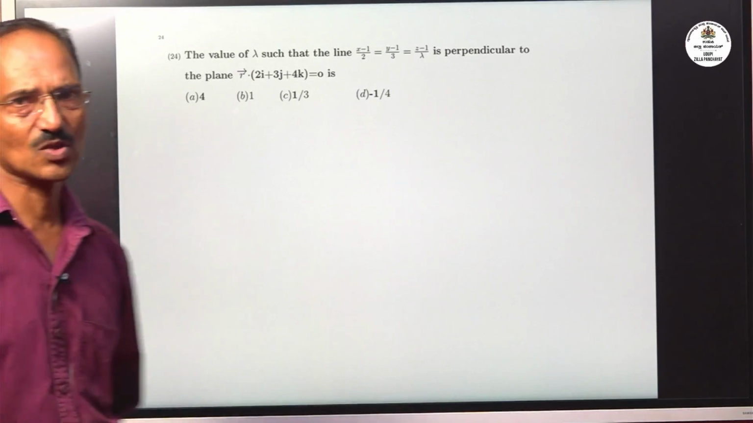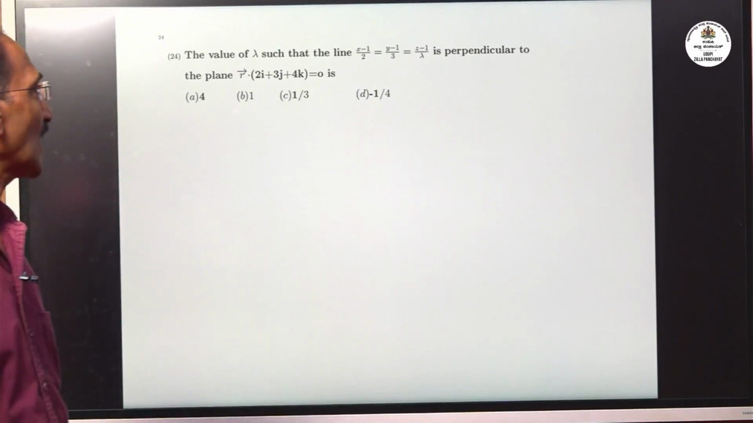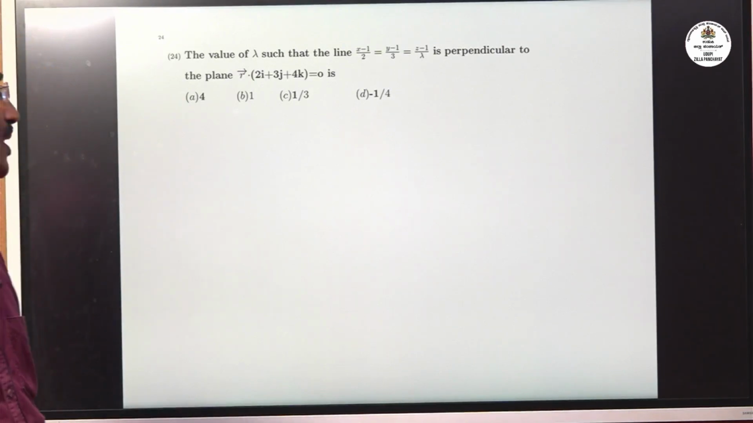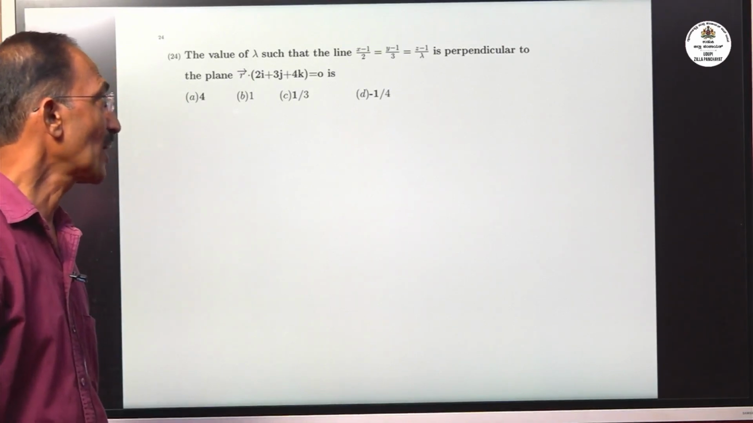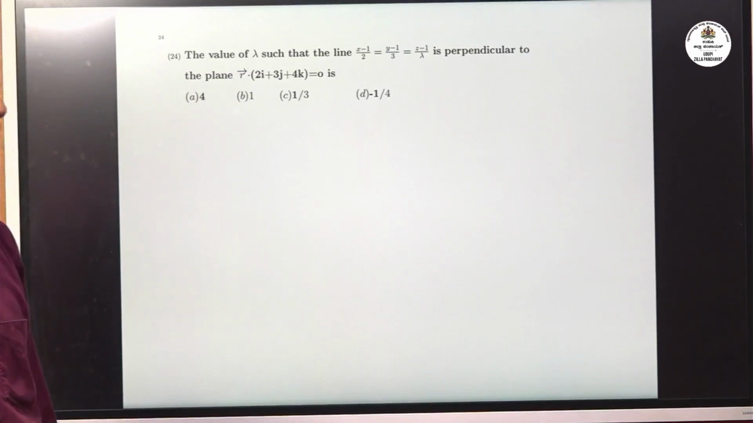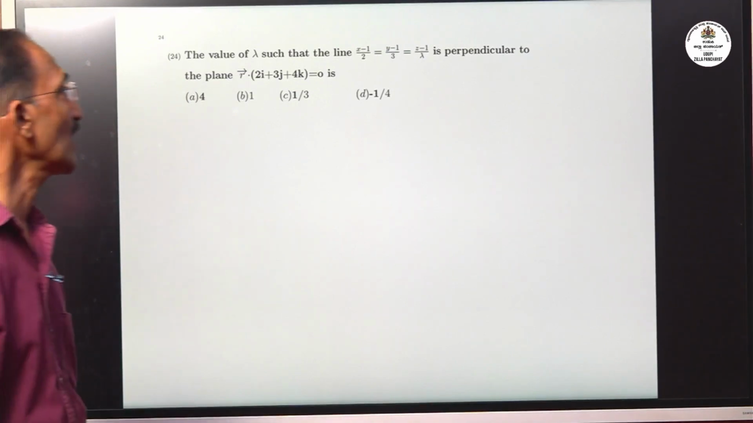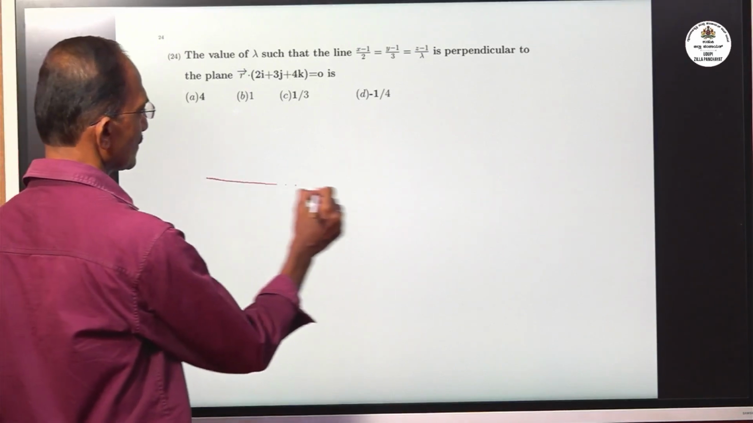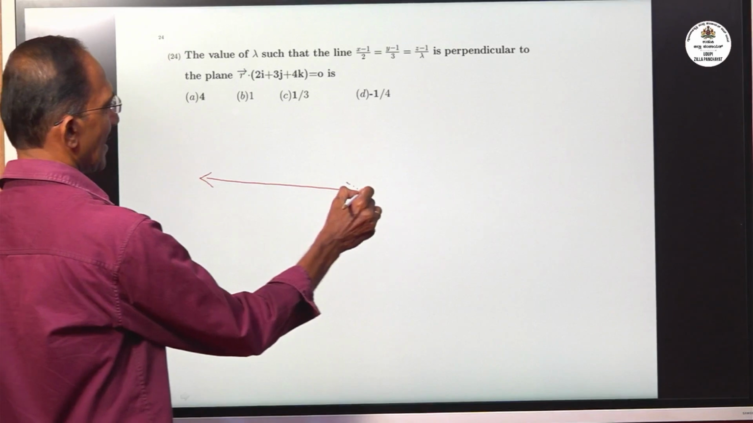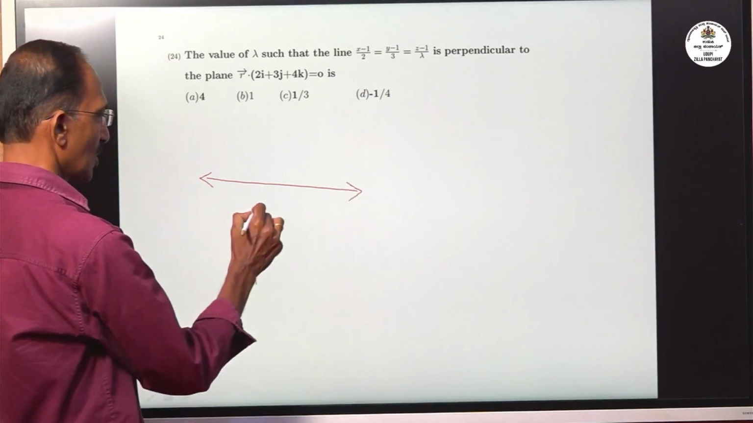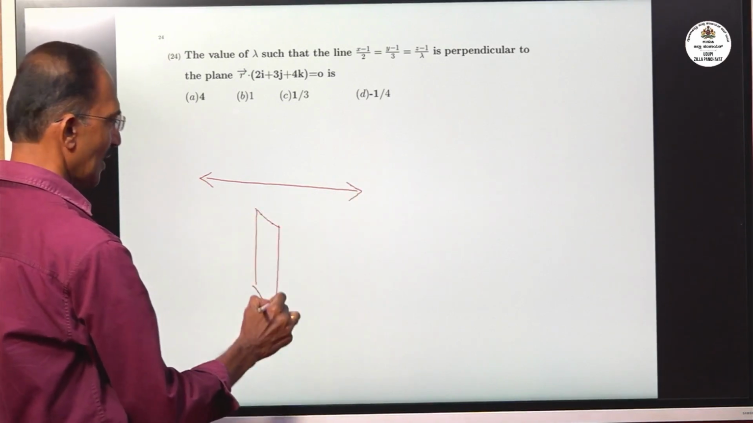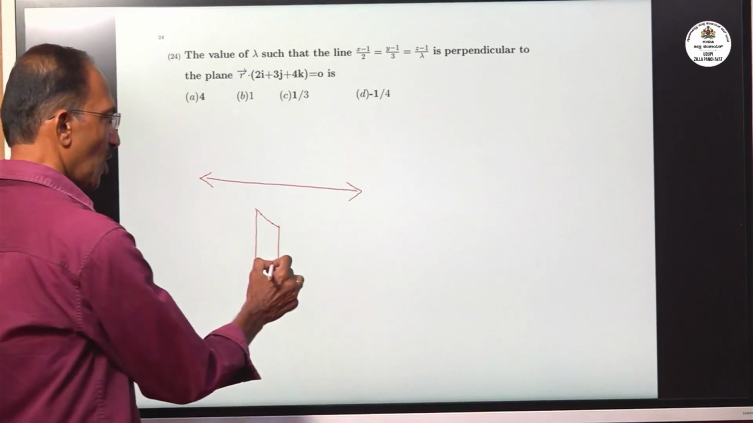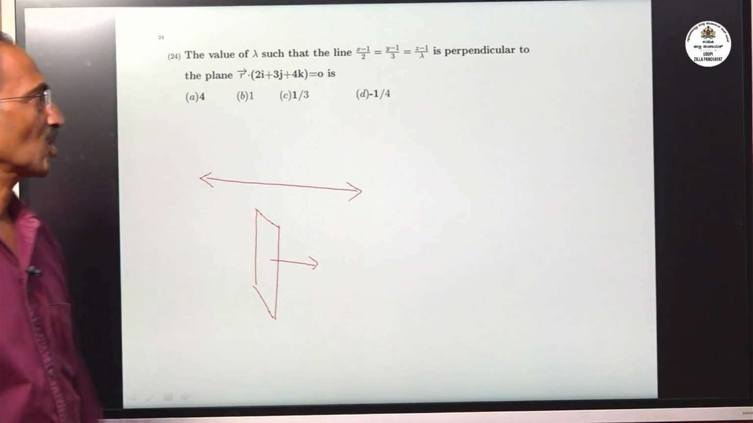So 24th question. The value of lambda such that the line (x minus 1) by 2, (y minus 1) by 3 and (z minus 1) by lambda is perpendicular to the plane. So what is the value of lambda? Line is perpendicular to the plane. So a line which is perpendicular to the plane. So clearly this is again the same idea. So normal is parallel to the line. Normal is parallel to the line.